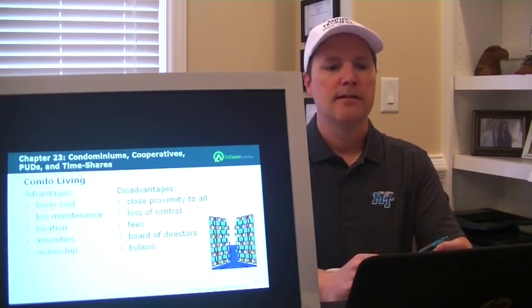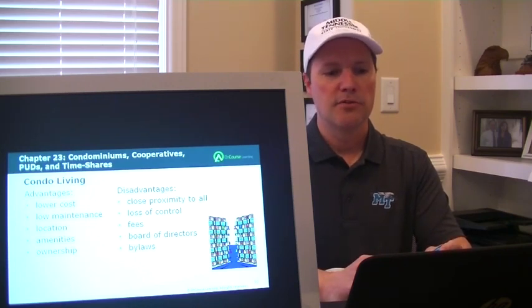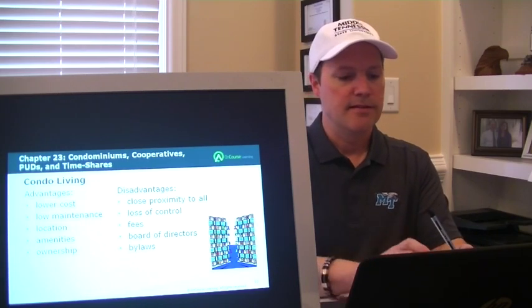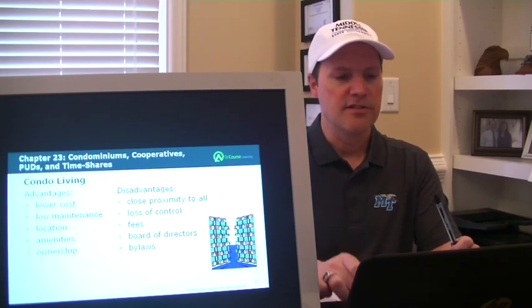Okay, loss of control, fees, board of directors you have to deal with, and then the bylaws. Okay, so that's the different disadvantages of them.